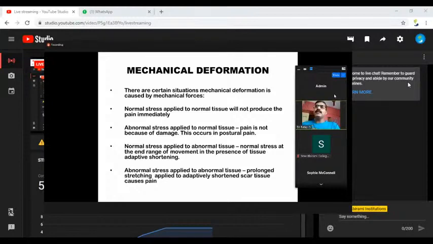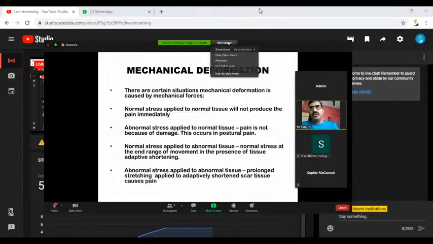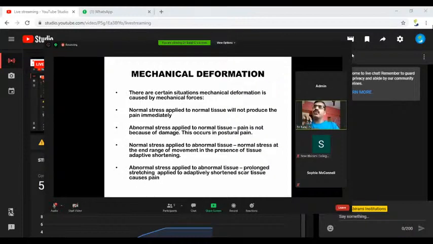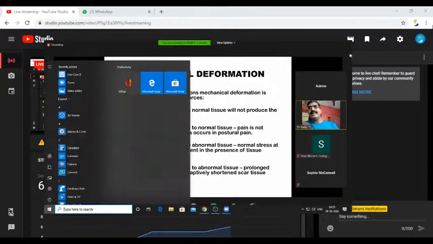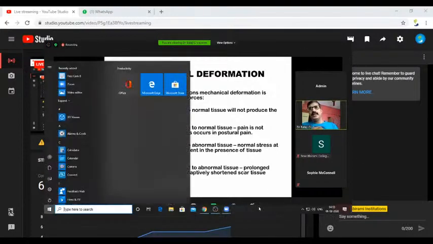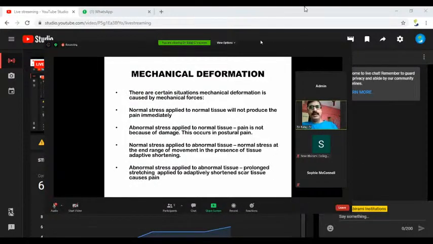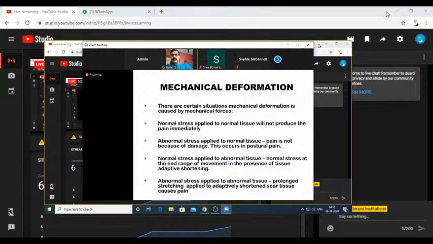Then there is abnormal stress applied to normal tissue. The tissue is normal and you are applying abnormal stress, which can definitely cause damage to the soft tissue. For example, when you pinch very strongly or give a prick, it can cause redness, and even the skin and soft tissue will be damaged. This occurs in postural pain.